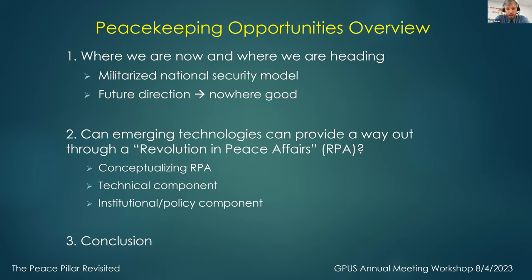I'm going to offer a very superficial, preliminary conceptualization of what an RPA might look like. And I'm going to talk about the two principal components: the technical component, and then the component I'm focusing on in my own academic research, and plan to dedicate much of my academic career to studying, and that's the institutional policy component. And then I will turn it back over to Hike, and we'll summarize our recommendations for GPACs and for the Green Party more broadly.